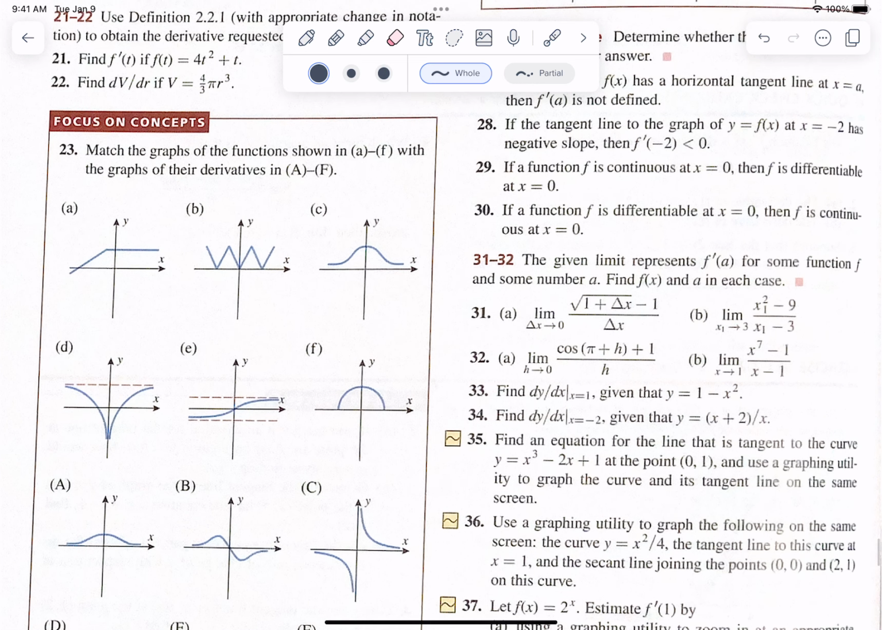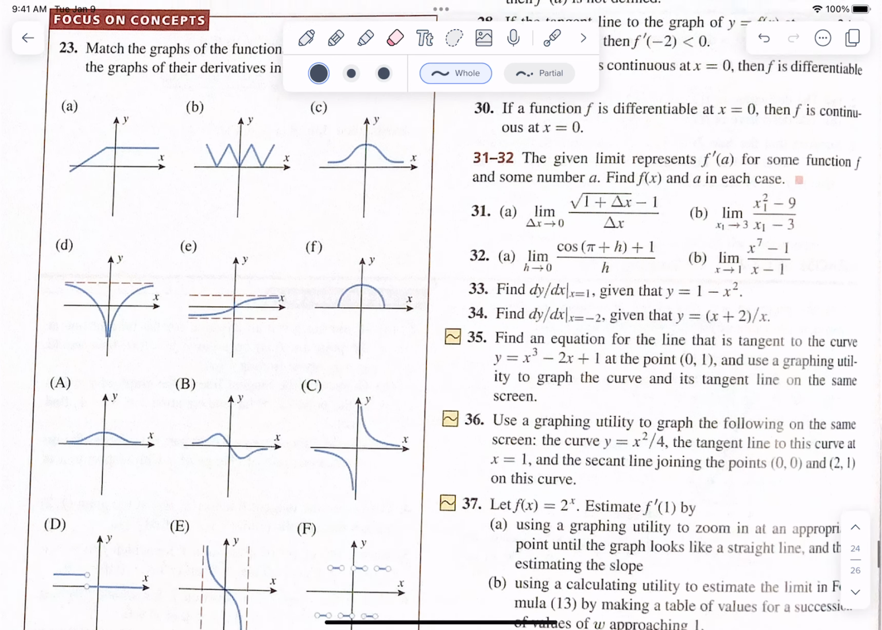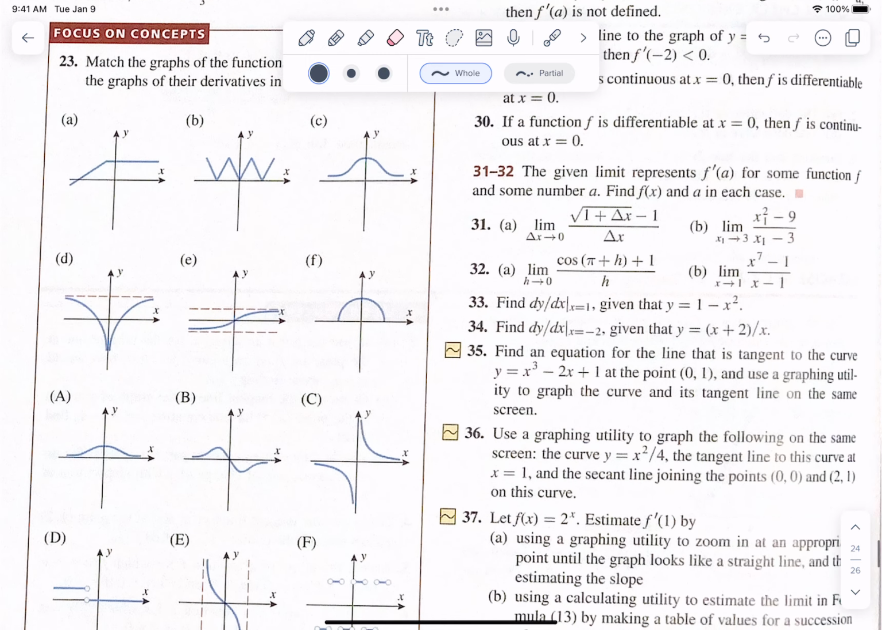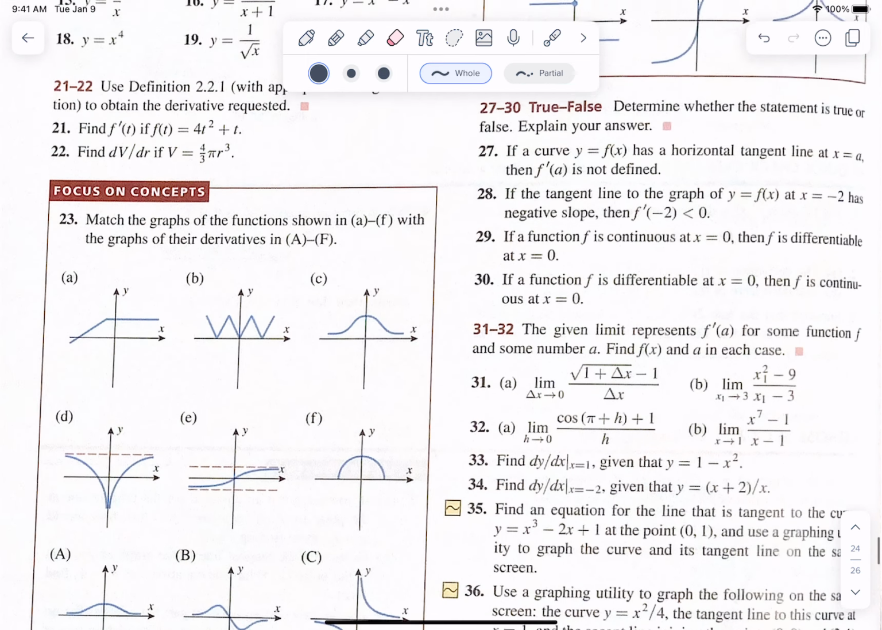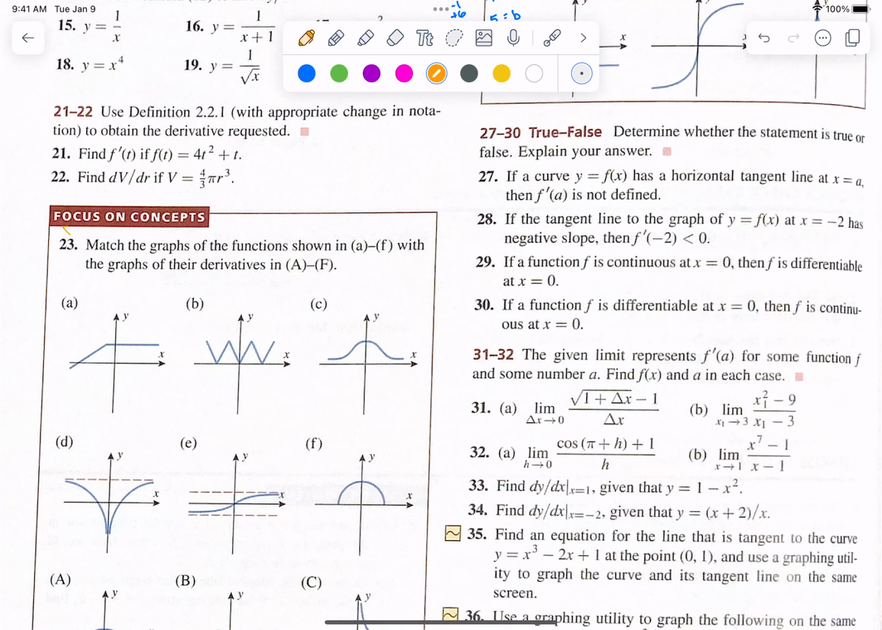Did I really give you 23? Yes. Are you serious? It's just matching. I don't know what we're matching. I don't want to do 23. So I'll skip it. You can skip 23. We don't want to do it.